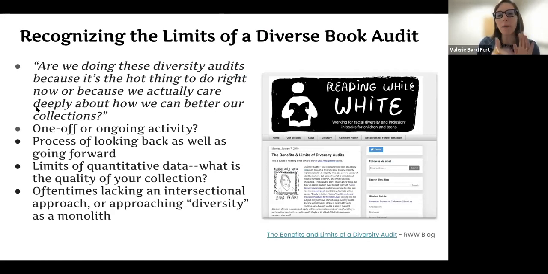Again, this is going back to that blog post that I talked about before. So what are some of the limits of the diverse book audit? Are we doing them because it's what we feel like we should be doing, or is it because we really care deeply about how we can make our collections better? Is it something we're going to continue doing along and along? And then also, it can lack an intersectional approach. You want to think about the stories that you're sharing in your collection.